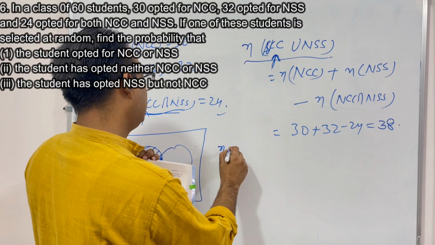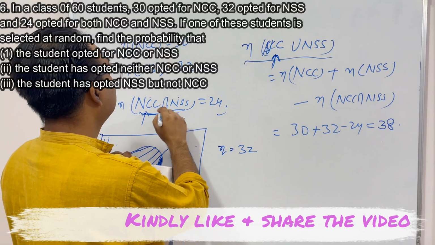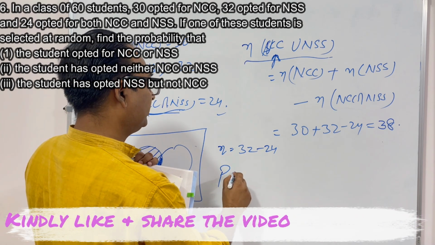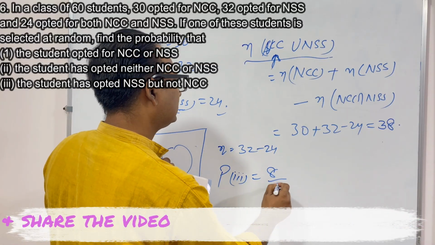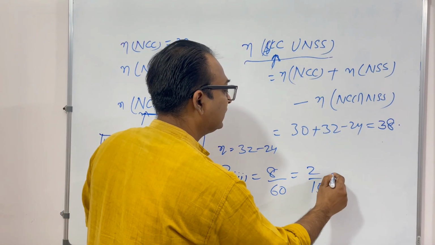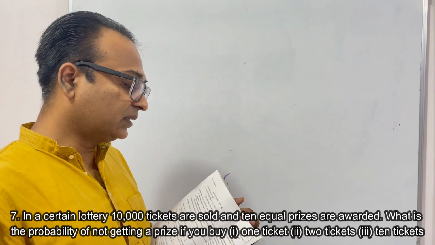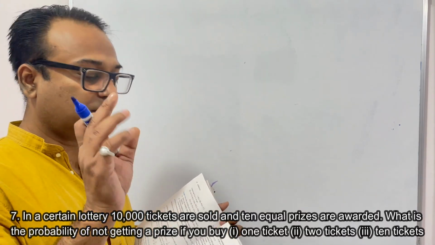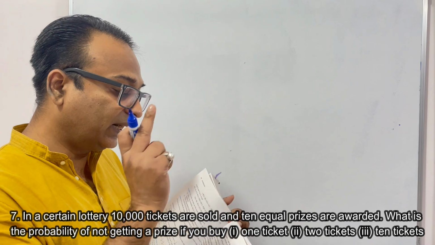That is, the number will be NSS. How many are in NSS? 32. And what is NSS intersection NCC? This is 24. So the third probability will be 32 minus 24, which is 8 by 60, that is 2 by 15. So this is the answer. Clear? Now this question says, in a certain lottery 10,000 tickets are sold and 10 equal prizes are awarded. What is the probability of not getting a prize if you buy one ticket?